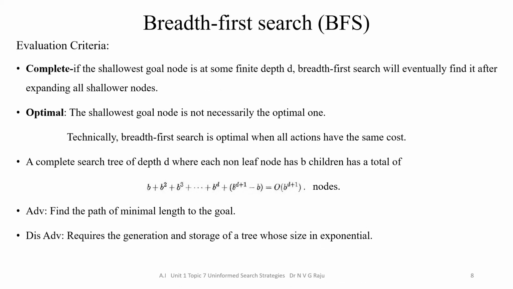Consider a complete search tree of depth d where each non-leaf node has b children. It has a total of b plus b to the power 2 plus b to the power 3 and so on nodes. Finally, in the worst case, BFS contains order of b to the power d plus 1 nodes. The advantage is that it finds the path of minimal length to the goal. The disadvantage is that it requires generation and storage of a tree whose size is exponential.